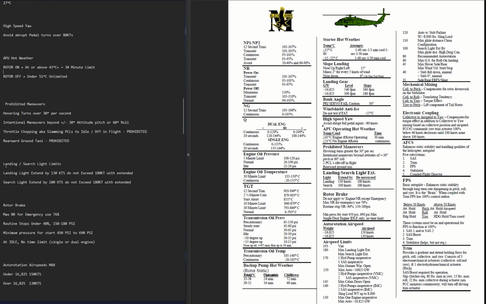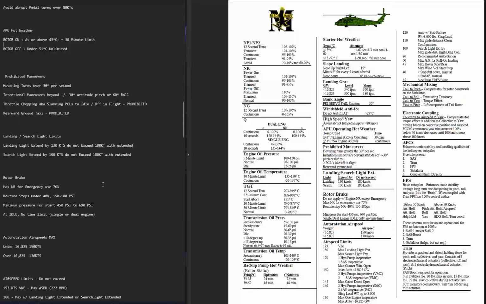Landing and searchlight limits. Your landing light is a little bit more rigid than your searchlight because your searchlight has a lot more mechanics to it. For the landing light, you have to have it extended by 130 knots, and then you don't want to exceed 180 knots with the landing light extended. Searchlight, you need to extend it by 100 knots, so 30 knots less, and same limit of 180 knots once it is extended.